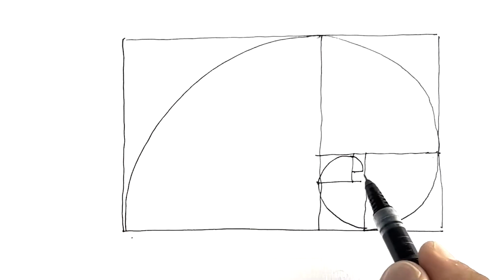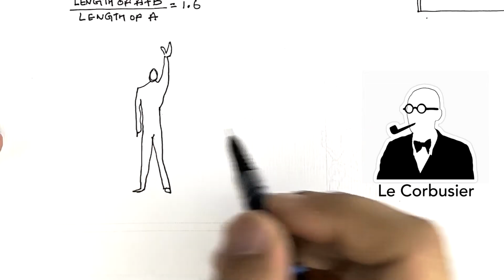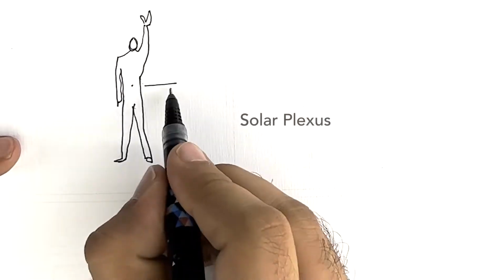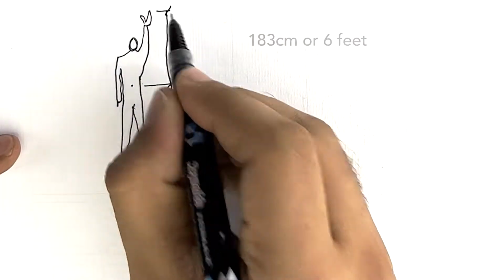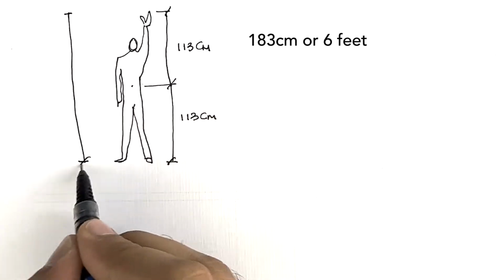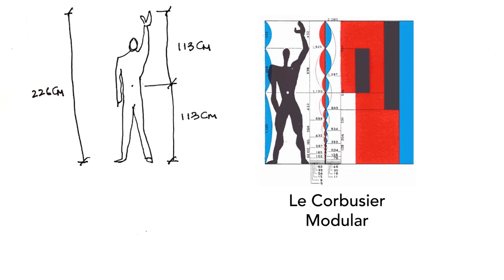Here comes the biggest architect of the 20th century, known as Le Corbusier, who decoded human proportion in design. He defined the human body with the solar plexus at 113 cm, and the total height of the body as 183 cm, which is equivalent to 6 feet. And when your hand is upraised, your total height becomes 226 cm.